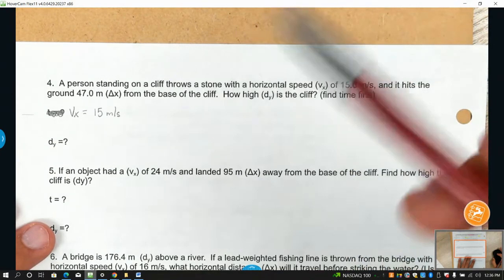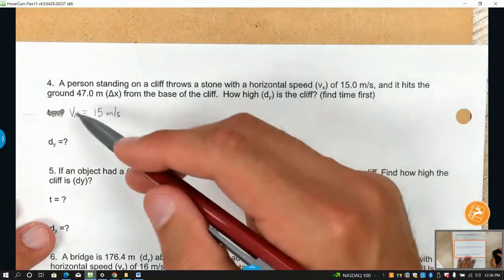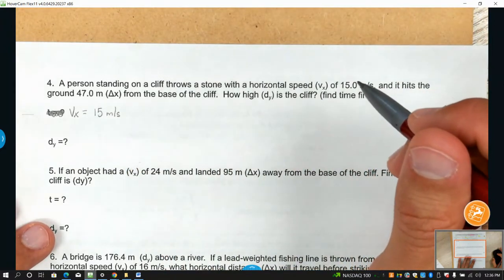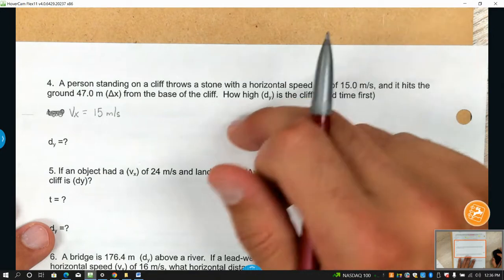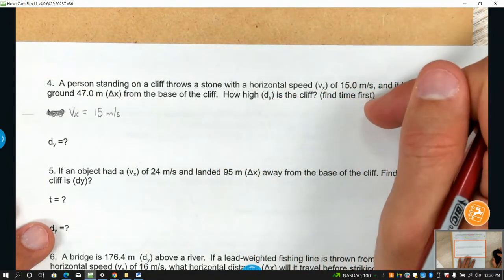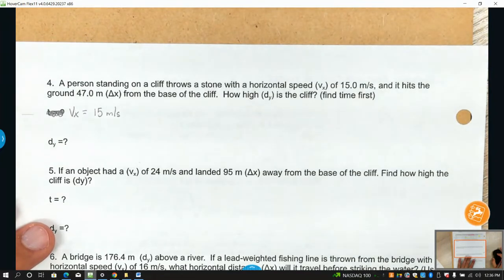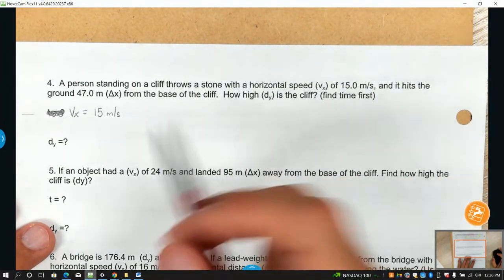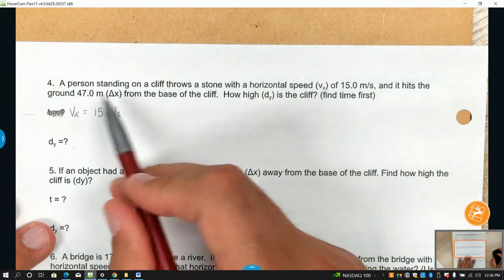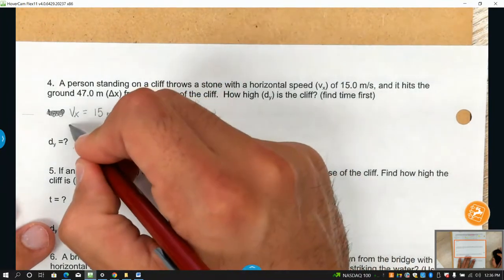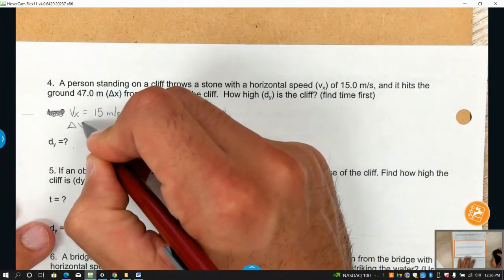I had someone in one of my earlier classes say, okay, I have Vx and dy. And I was like, well, okay, but what do they ask you for? How high is the cliff? Remember, height is like up and down. So you're looking for dy. That means you had to have been given here your displacement, your delta x, your distance.